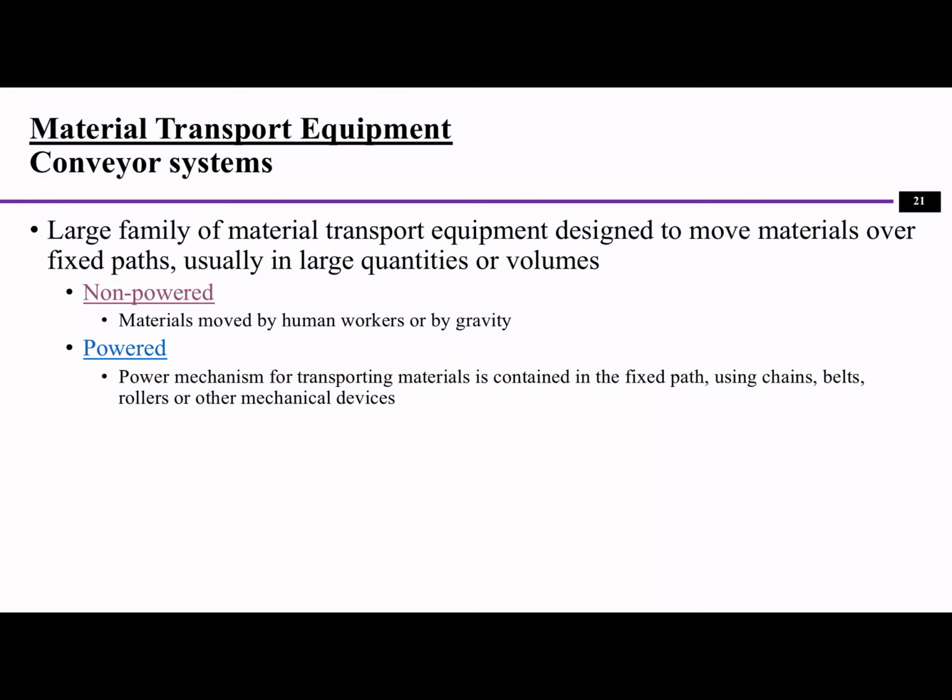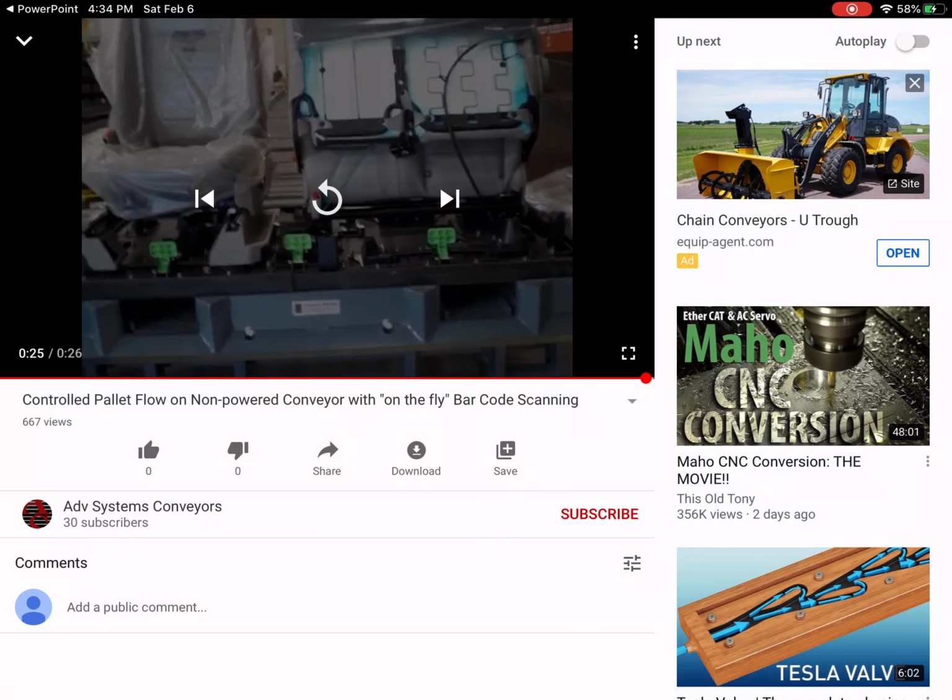All right. Another one is, of course, what we have been seeing a lot. That is the power conveyor.